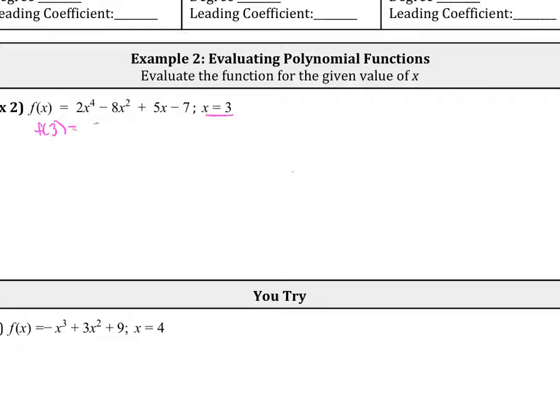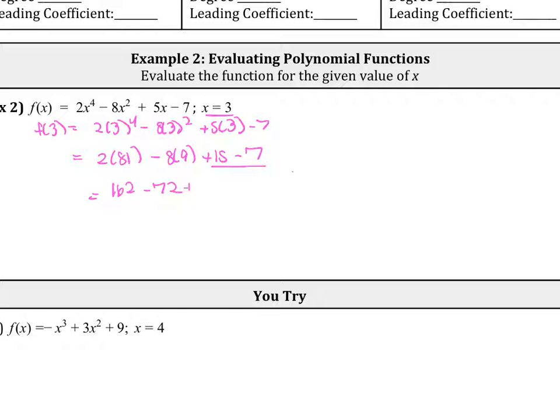F of 3, this is 2 times 3 to the 4th minus 8 times 3 squared plus 5 times 3 minus 7. So 3 to the 4th is 81, minus 8 times 3 squared, which is 9, plus 15 minus 7. So 2 times 81 is 162 minus 72, and 15 minus 7 is positive 8. So 162 minus 72 plus 8, so 162 minus 72, that's 90, plus 8. So this is 98. So all we're trying to find is the y value when we plug in the 3.